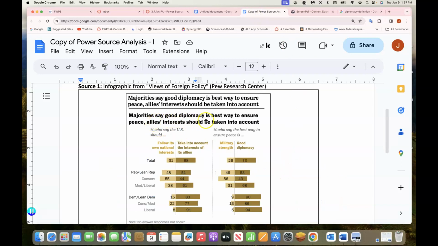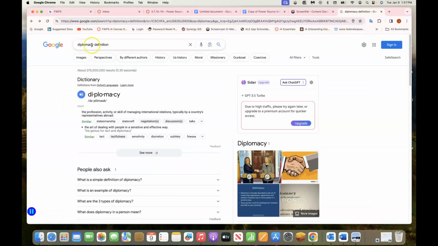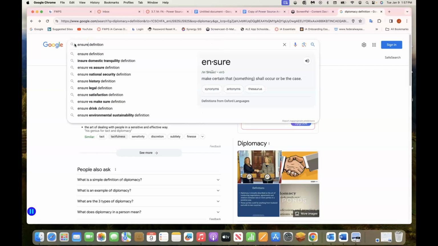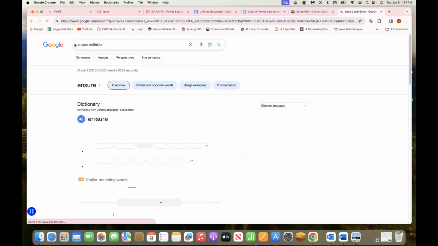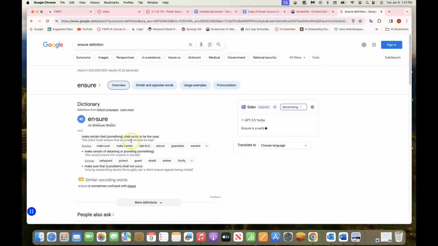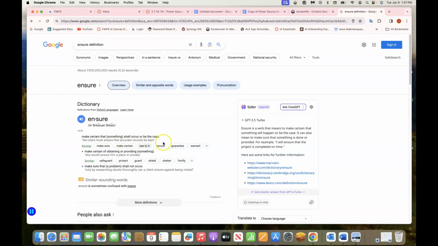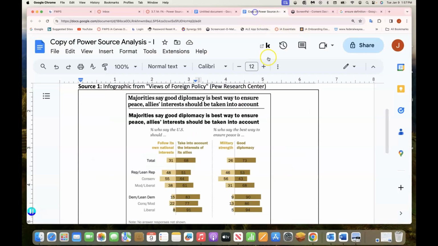Majorities say good diplomacy is the best way to ensure peace. Ensure. Well, since we have this open, let's just type it in. Ensure: make certain that something shall occur or be the case. When you ensure something, you want to make sure that that thing happens. Majority say good diplomacy is the best way to make sure that peace happens.